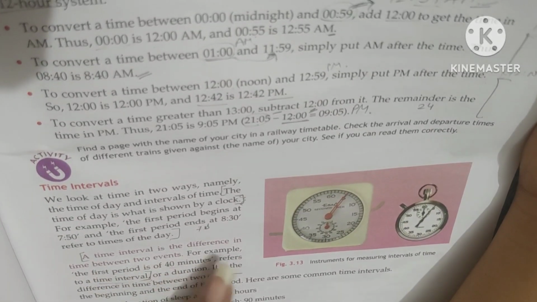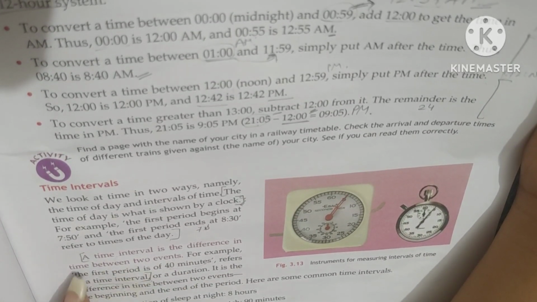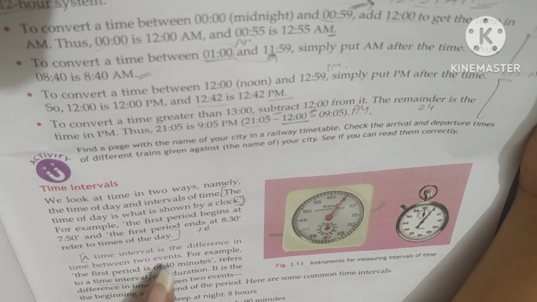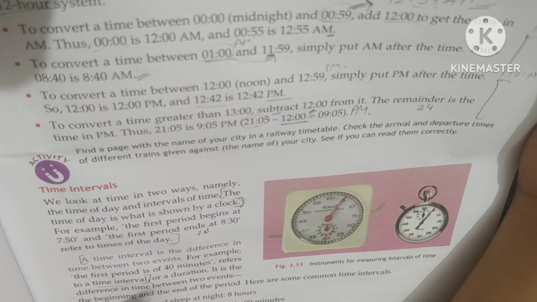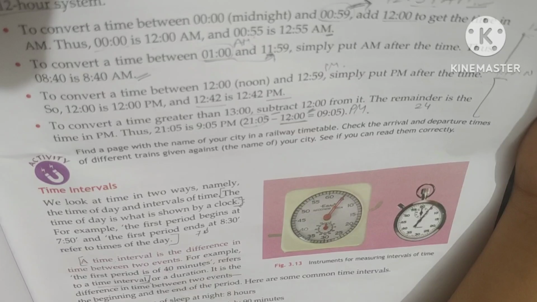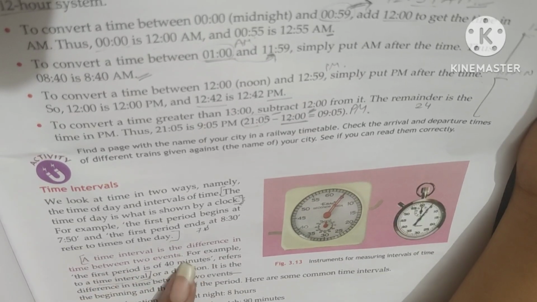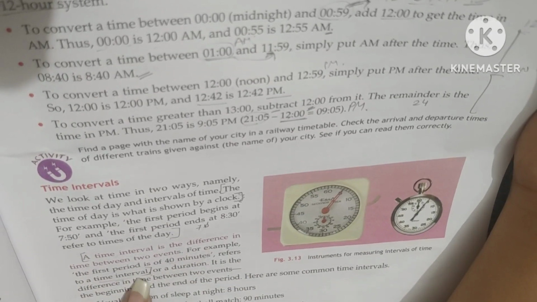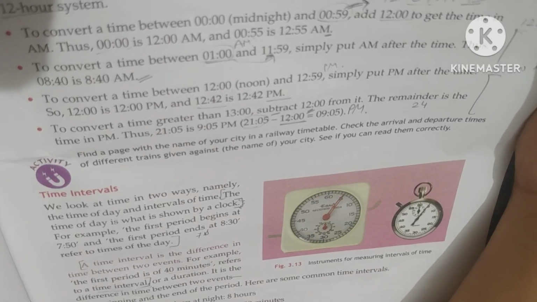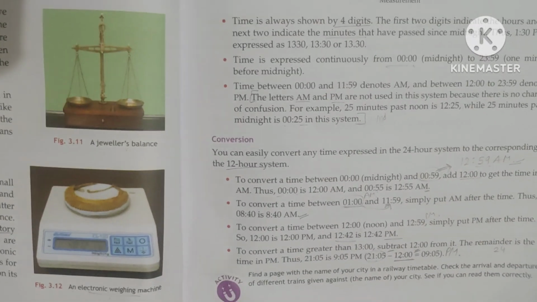A time interval is the difference in time between two events. For example, first period is of 40 minutes refers to the time interval or the duration. Hope the seventh answer is clear.